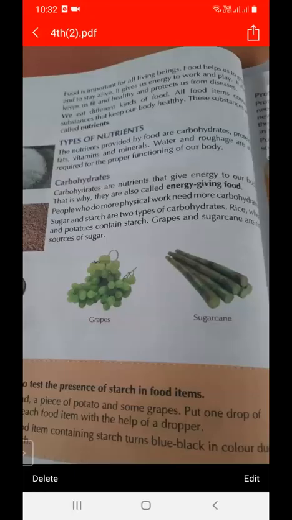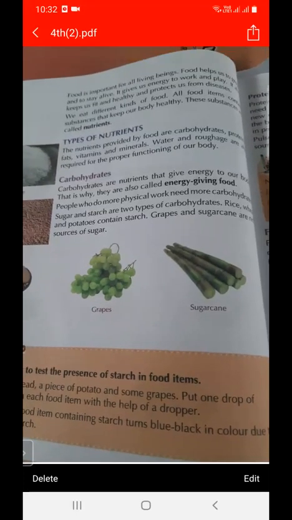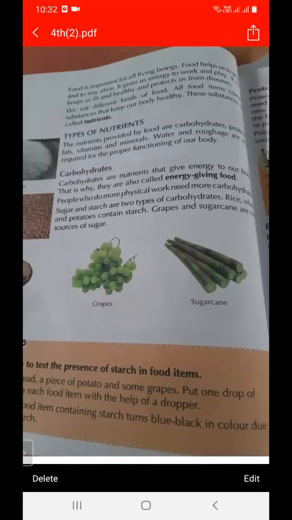And what are nutrients, and what are the types of nutrients? The chemical substances present in our food are called nutrients. And what are the types of nutrients?